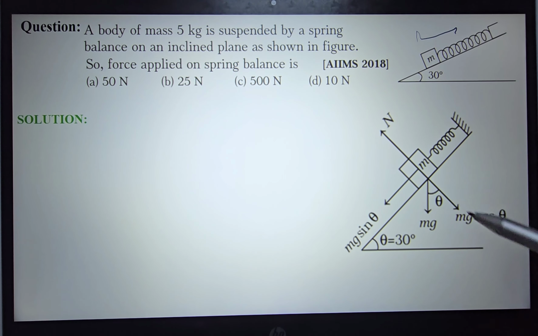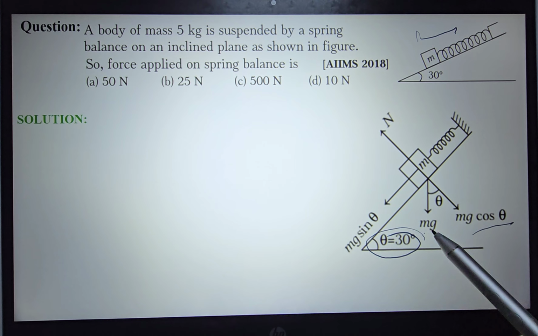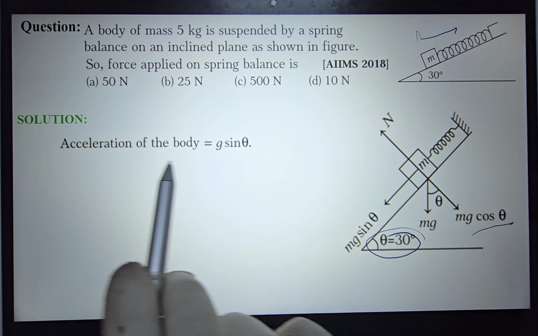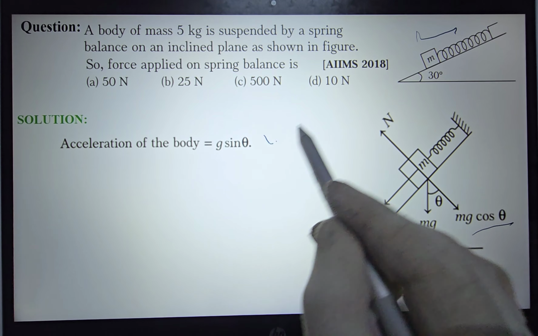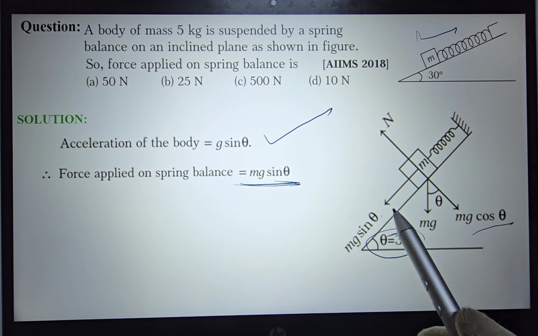The simple thing is the normal reaction. Then this is mg cos theta, because this theta is equal to 30 degrees given in the problem itself. This is mg sin theta downwards along the inclined plane, and this angle is theta. So this is mg. Now, how to solve this? The acceleration of the body would be nothing but g into sin theta, right? Now, force applied on the spring balance is mg into sin theta. Simple. mg sin theta is the force applied on the spring.